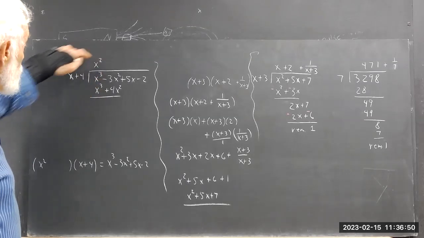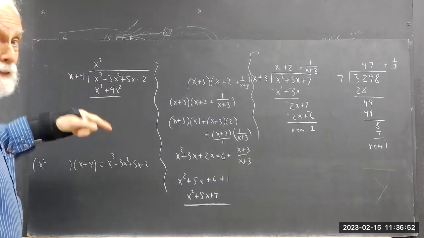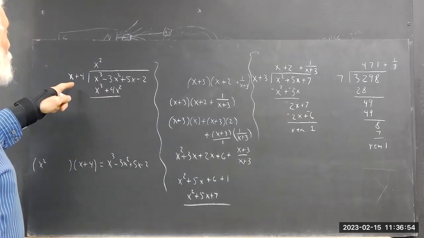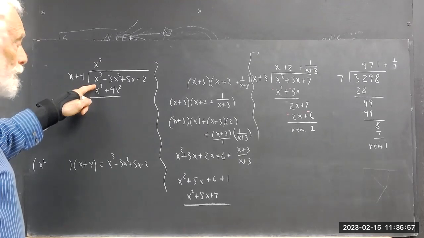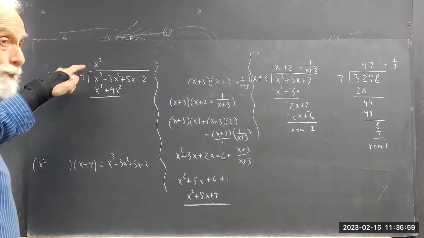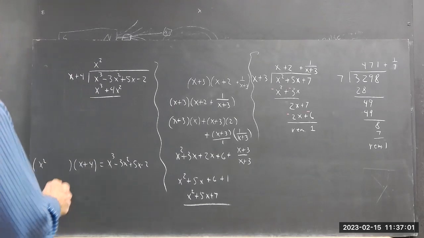We find what we multiply by this to get this. It's saying the same thing. What you get when you divide this into this is what you have to multiply by this to get this.